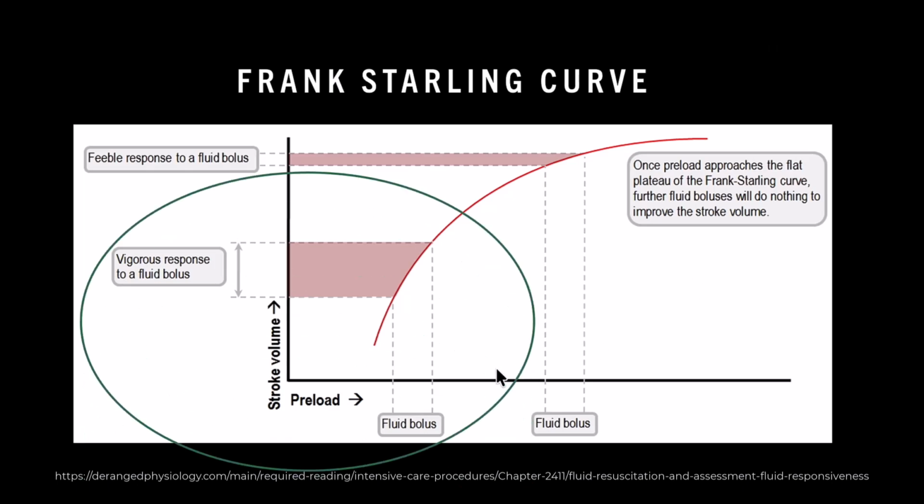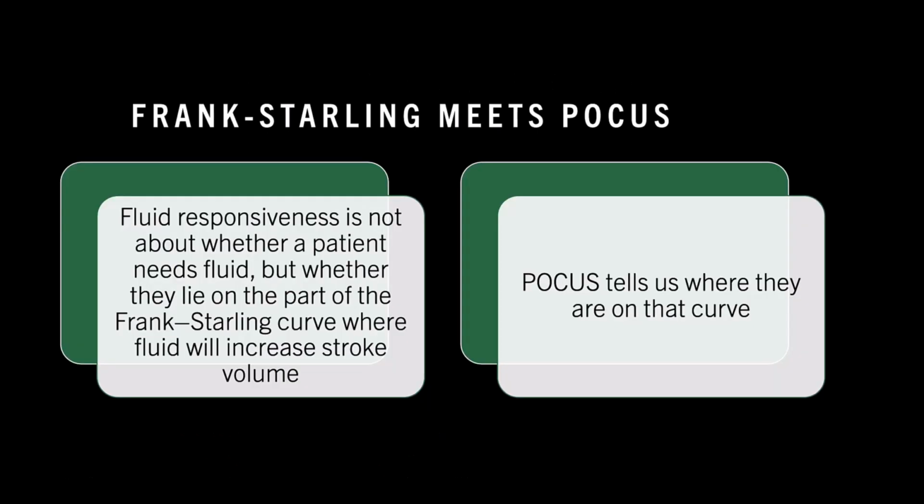We are looking to see how a patient will increase their stroke volume with an increase in preload, and how we can use POCUS to visualize that. So again, fluid responsiveness is not really whether a patient needs fluid, but whether they lie on the part of that Frank-Starling curve where fluid will increase their stroke volume. So let's get into how POCUS can help us with that.